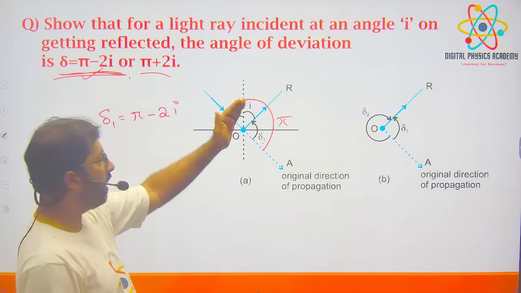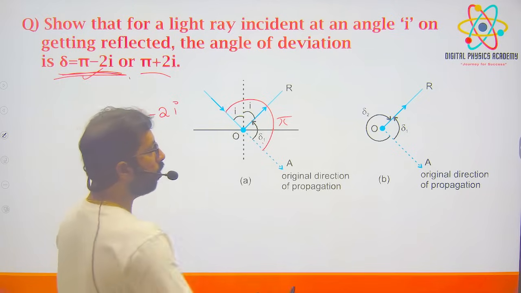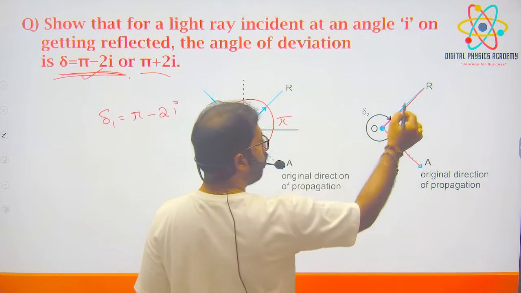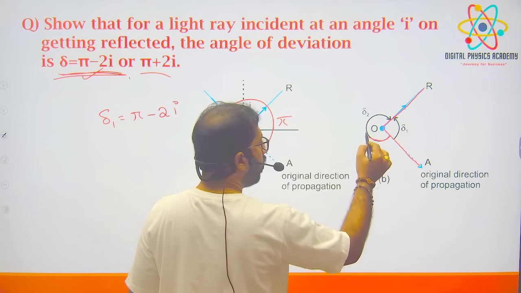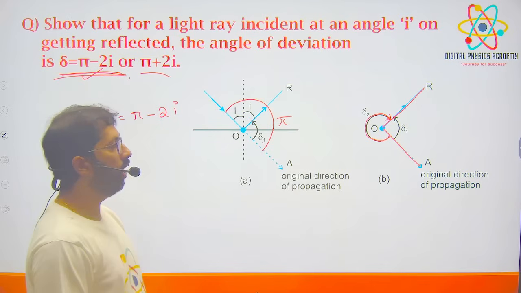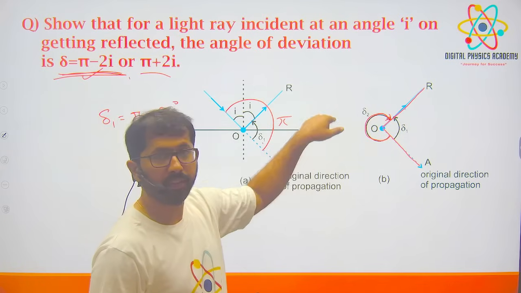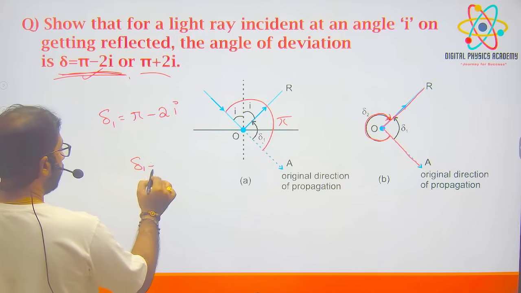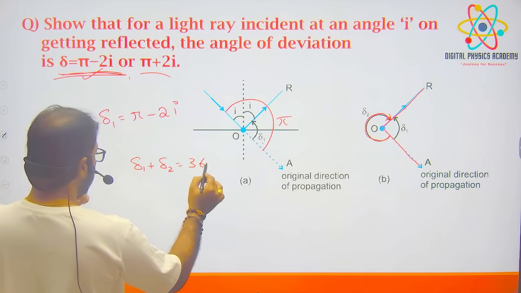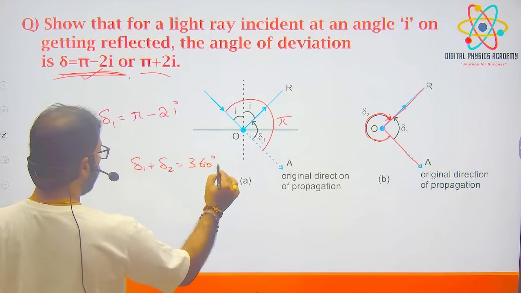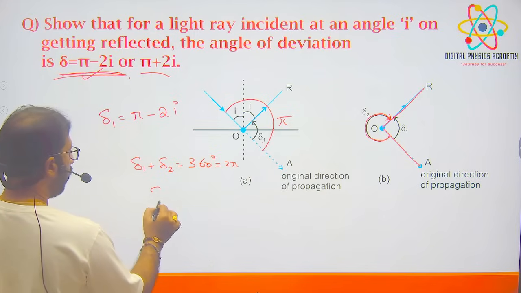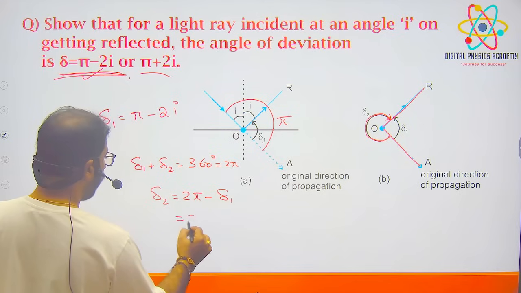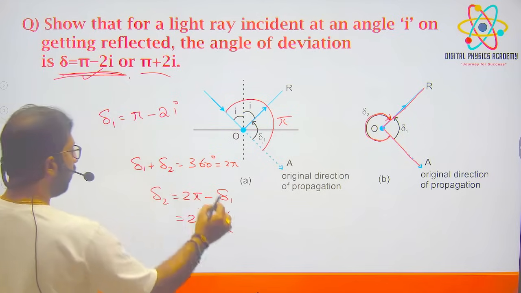If you are going in the anti-clockwise sense, suppose this is the original direction of the ray and this is the reflected ray, right? Because of the plane mirror. I want delta 2 in the clockwise sense. How to find? Total angle is 360 degrees. Delta 1 plus delta 2 is equal to 360 degrees, that is 2 pi. So delta 2 is equal to 2 pi minus delta 1. 2 pi minus delta 1 is nothing but 2 pi minus (pi minus 2i).